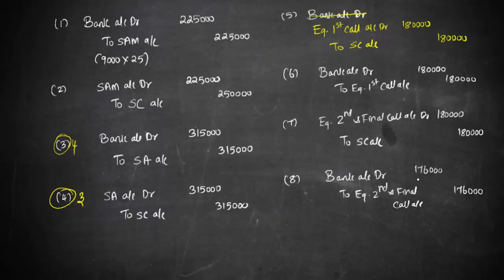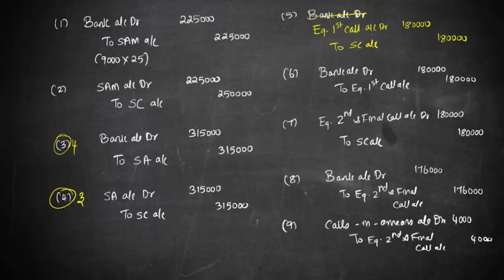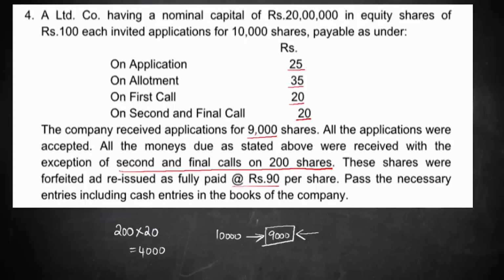So that should be debited to calls in arrears account. So the entry is calls in arrears account debit, and the amount is 4,000, to equity second and final call account 4,000. In this way we have now accounted for the calls in arrears as well. Now let's once again go back to the question.